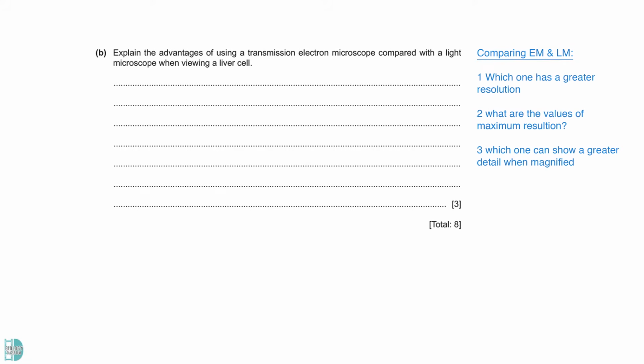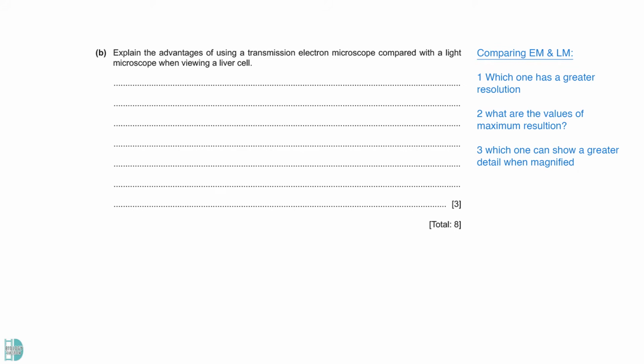B. Explain the advantages of using a transmission electron microscope compared with a light microscope when viewing a liver cell. When you want to compare these two microscopes, there are three things that you should always mention. Number 1, which one has a greater resolution? Number 2, what are the values of maximum resolution for both of them? Number 3, which one can show a greater detail when magnified?